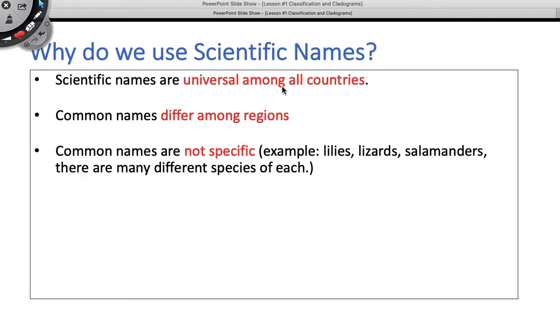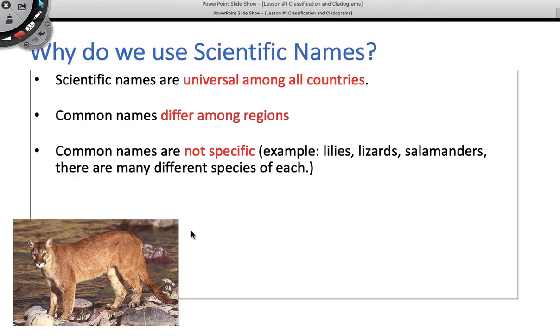So why do we use this scientific name? Scientific names are universal among all countries, and we need to keep them universal because common names might differ depending on a particular region. And we know that common names are not very specific. Something might be named completely differently in one particular region.